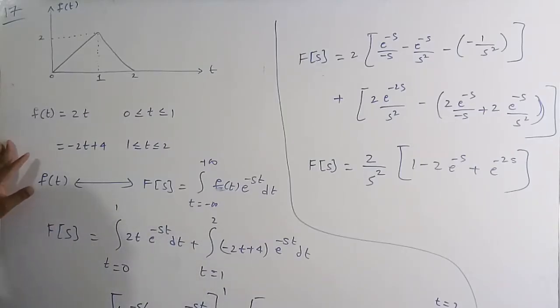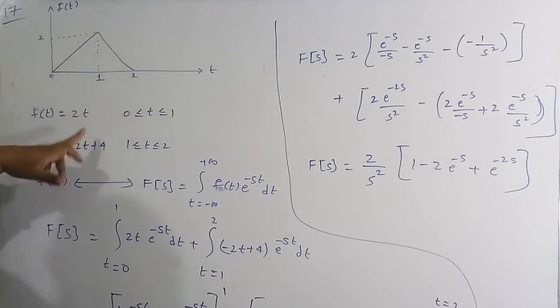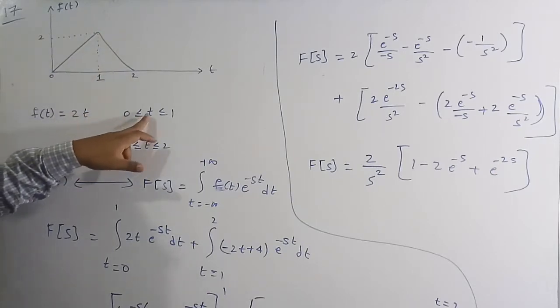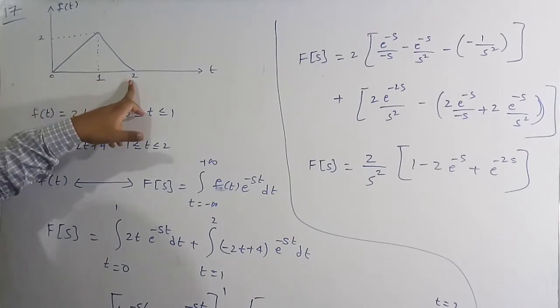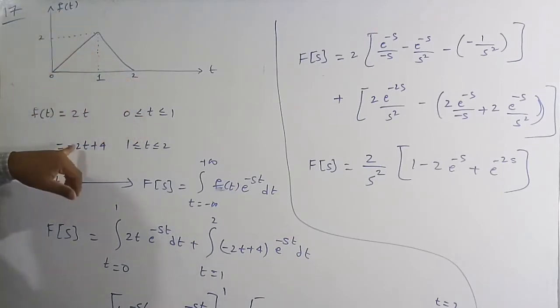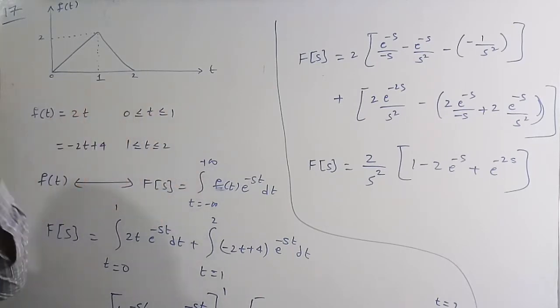So what I am going to do now is find the function f of t. So here from 0 to 1, this straight line equation is 2t. So for 0 less than or equal to t less than or equal to 1, this is the equation. And similarly from 1 to 2, the expression of this function f of t is minus 2t plus 4. So for 1 less than or equal to t less than or equal to 2. All other instances it is 0. So here now I want to find the Laplace transform of this function f of t.